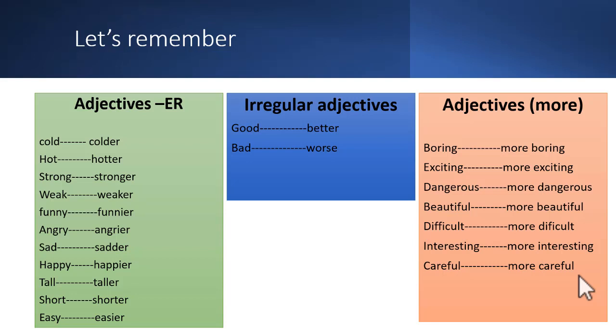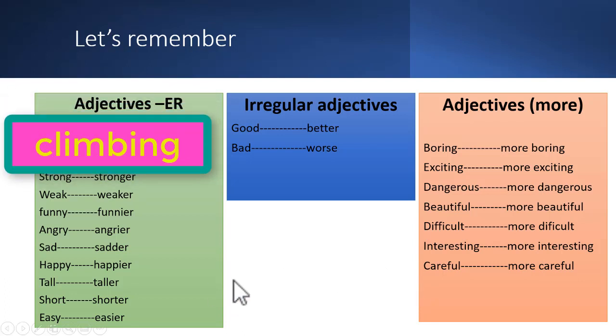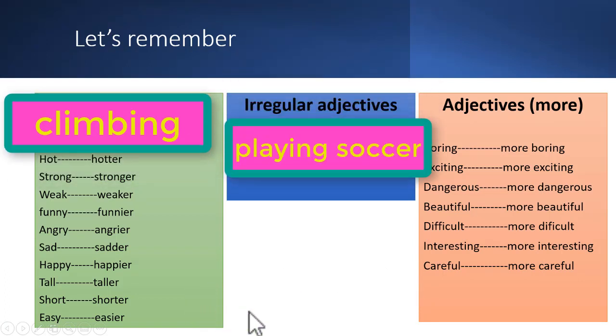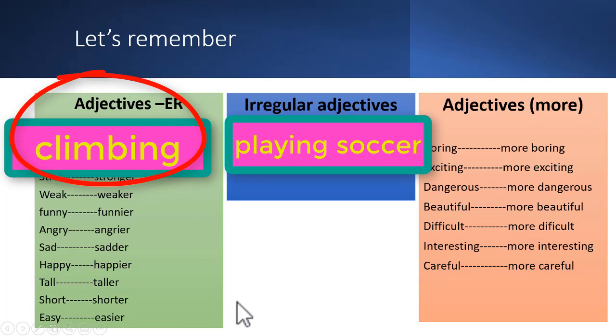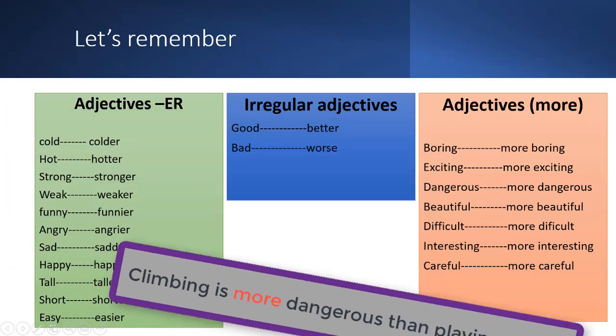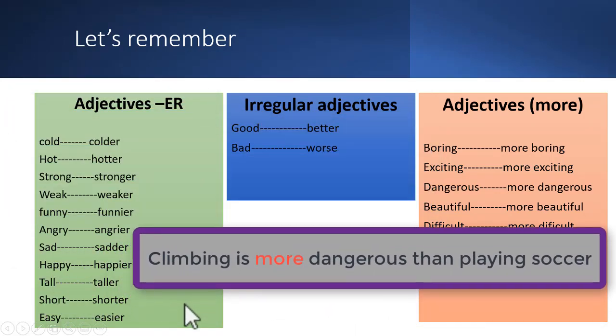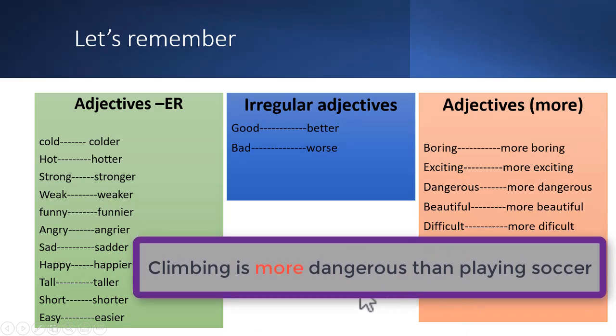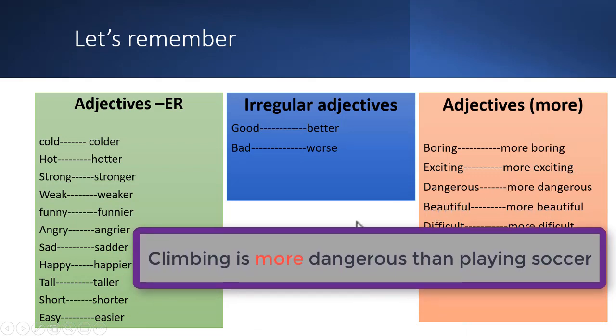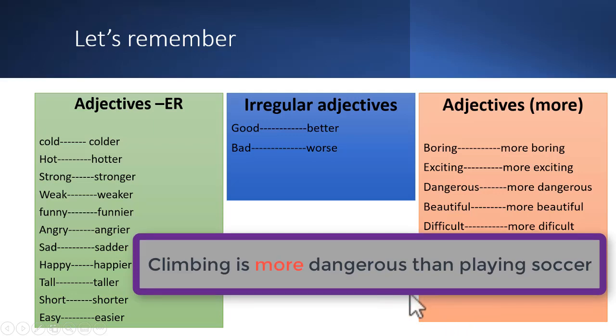Now, let's see some examples with this new type of adjectives. For example, dangerous. An example with dangerous. Which one is more dangerous? Climbing or playing soccer? Climbing, right? So the sentence would say, climbing is more dangerous than playing soccer, because dangerous is a more adjective. Climbing is more dangerous than playing soccer.